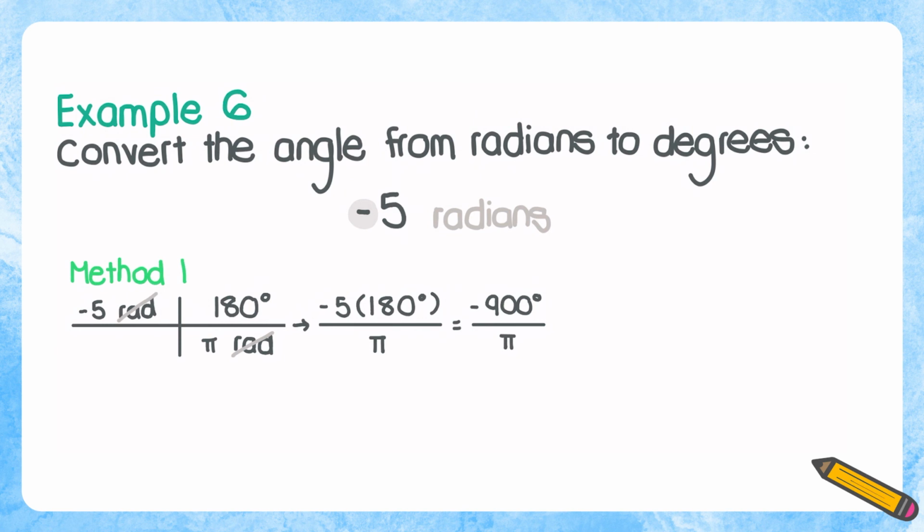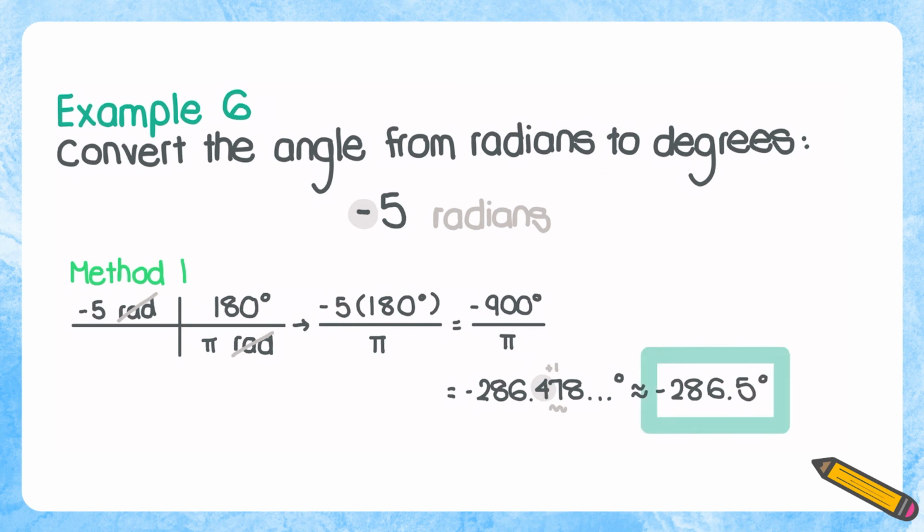And if we plug this into our calculator, we would get the following, -286.478, and it keeps going, but we're just going to round to the nearest tenth. In this case, we would round up, so we get -286.5 degrees. So -5 radians is the same thing as approximately -286.5 degrees. And again, we'll talk a little more about what it means to have a negative angle in future lessons.